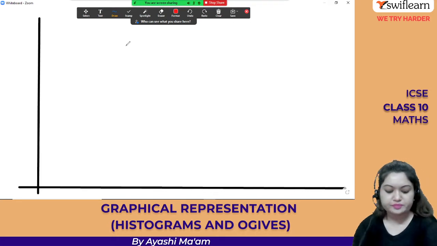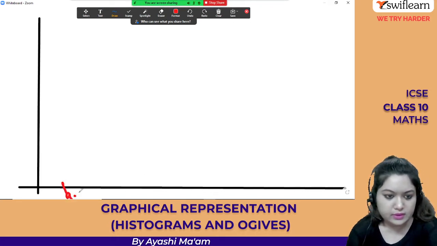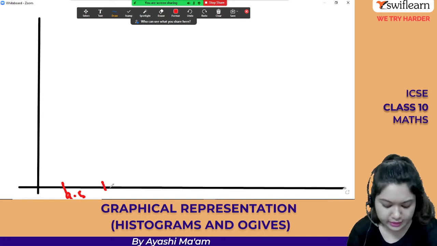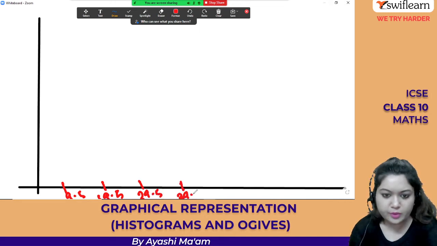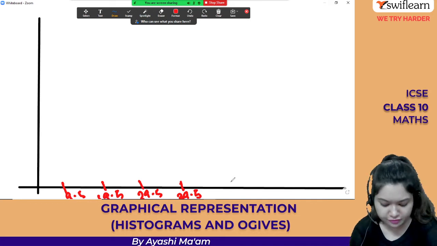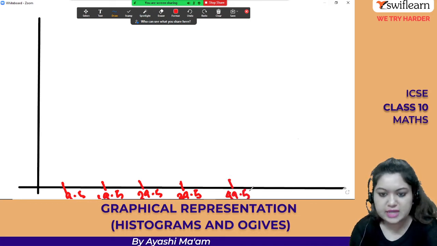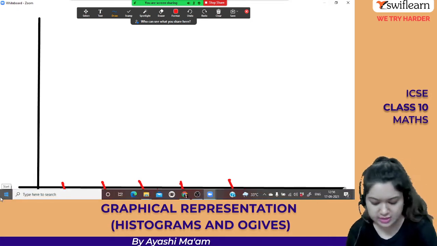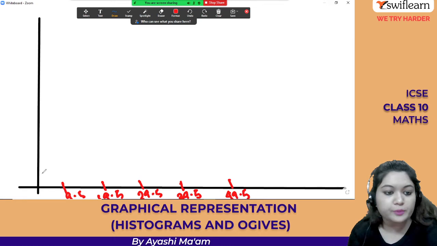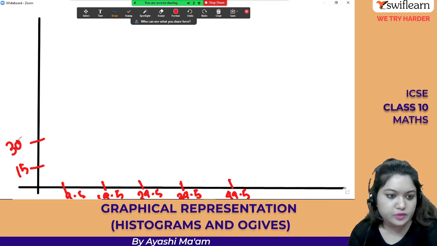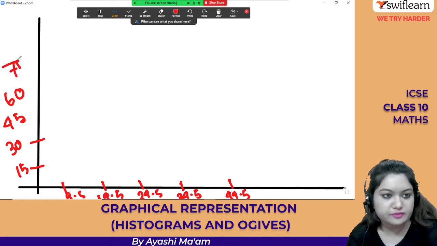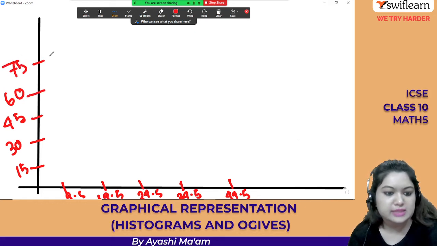So here we have 9.5. Here you can take 19.5, 29.5. Then because we are simply plotting the lower limits, 39.5, and then we have 49.5. These are the lower limits, and the cumulative frequencies will be 15, 30 up to 75. So we can start from 15, then we will go to 30, then 45, then 60, and then 75.